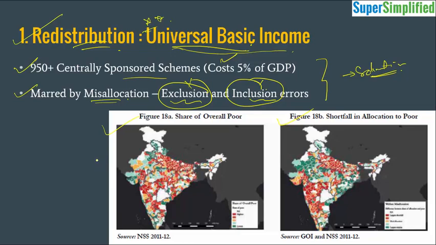This is just an idea which the Economic Survey is putting forward, substantiating it with the help of some observations and facts and figures that we will see in detail in the coming chapters.